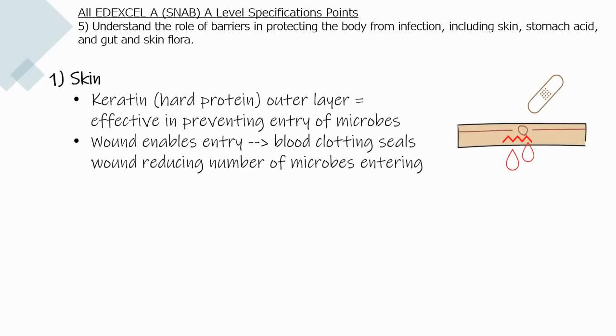So the first barrier to protect us from infection is the skin. Now the skin contains keratin, which is a hard protein. It's on the outer layer of the skin, and this is what is effective in preventing the entry of microbes. When the skin is cut, wounds do enable the entry of pathogens, and it's the mechanism of blood clotting that seals the wound and reduces the number of microbes that enter the body.